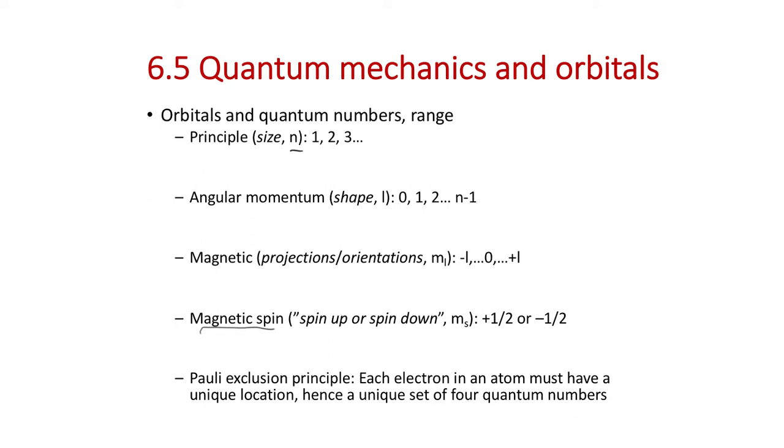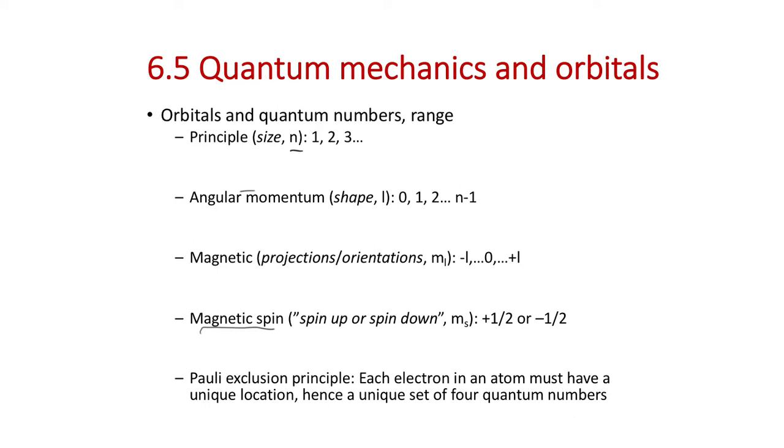And the n value is directly proportional to the size of the orbital. So as n goes up, the orbital increases in size. And so the n value takes on whole numbers 1, 2, 3. And the key is that it can't be any fraction or numbers in between these values.